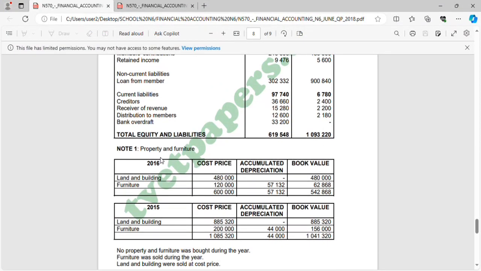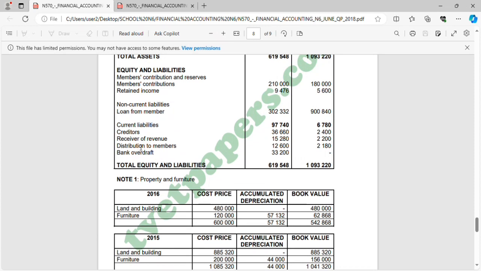So here, under the current liabilities, we have the distribution to members. We have the previous amount of 2,180 and 12,600 as the current amount. So 2,180 is going to be indicated as the balance at the beginning of the year, and 12,600 is going to be indicated as the balance at the end.